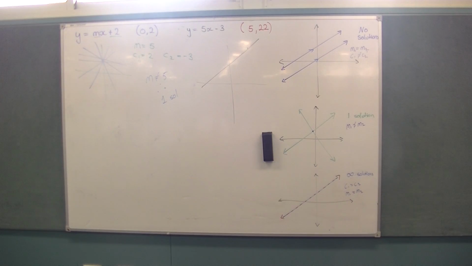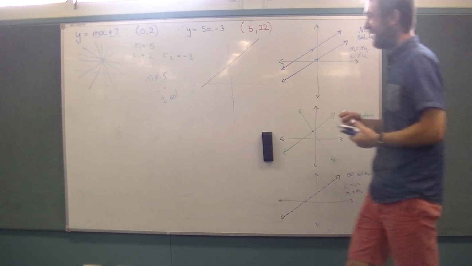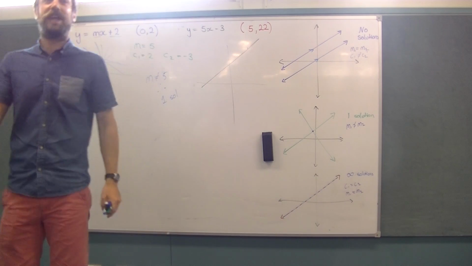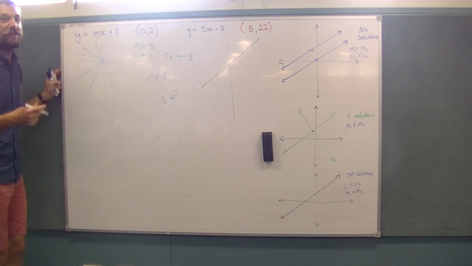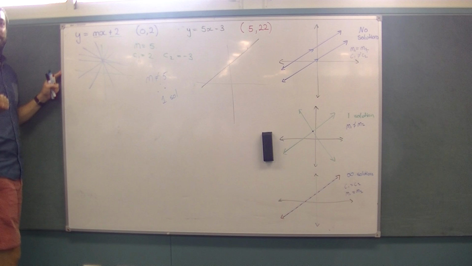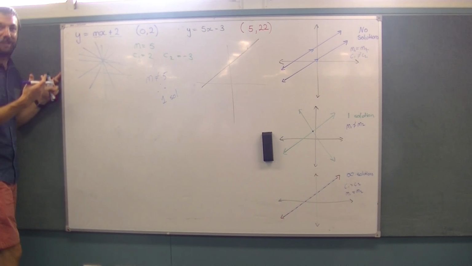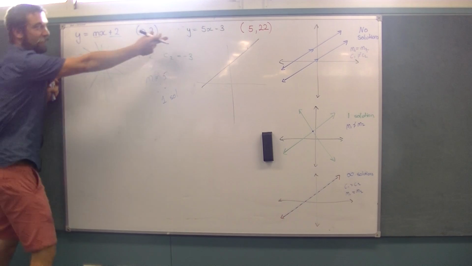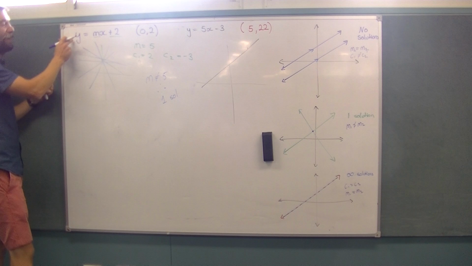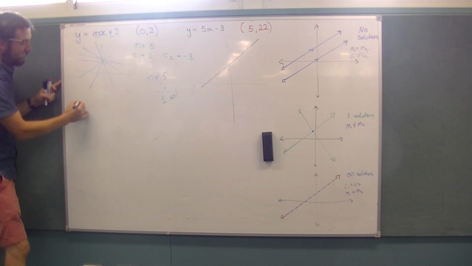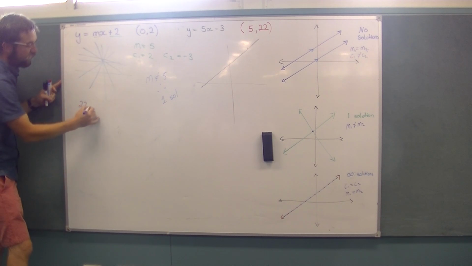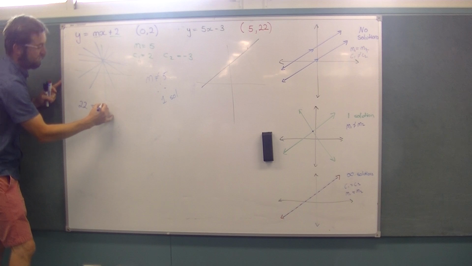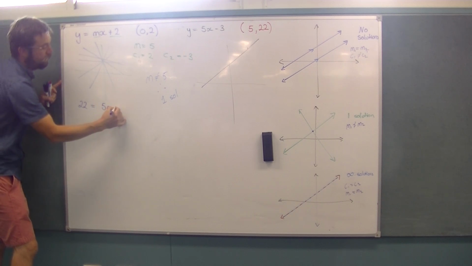I already worked that out. Good job. Can you share what you did? You substitute them in. Into what? We don't know the gradient. The point, x and y, in the equation. Which equation? The first one. Alright. So substituting in for x and y, 22 equals m times 5 plus 2.